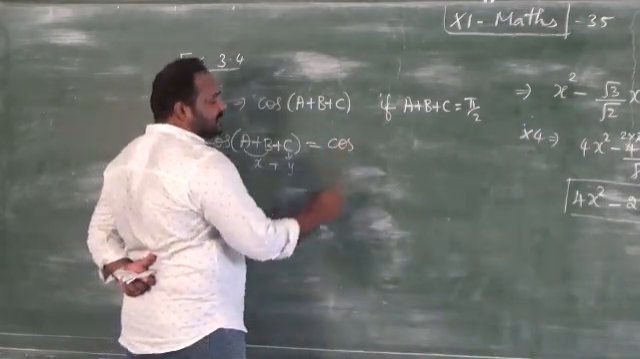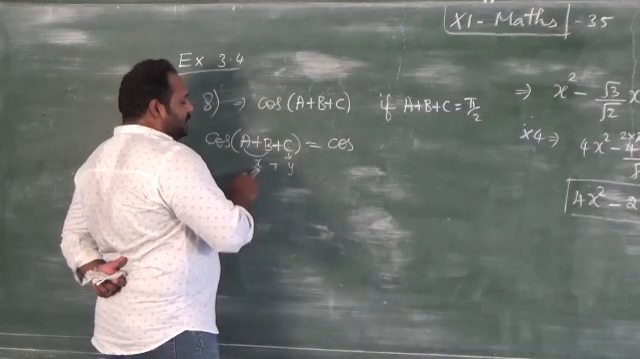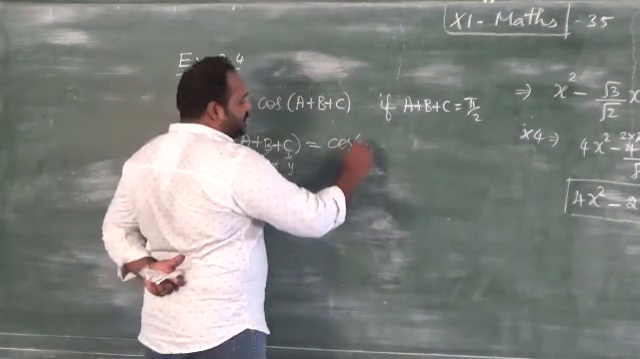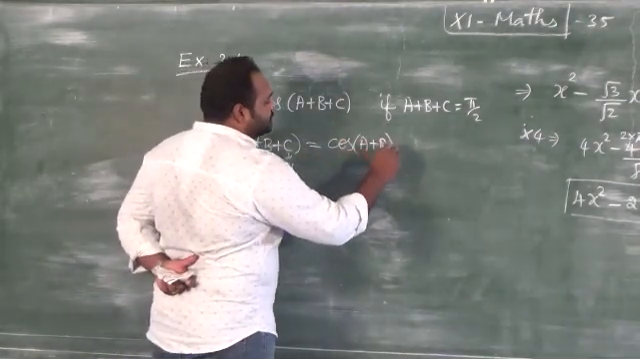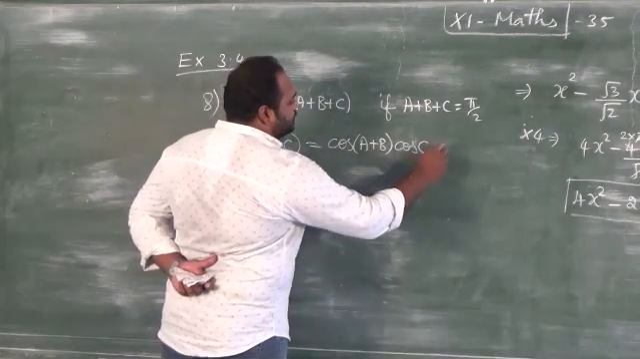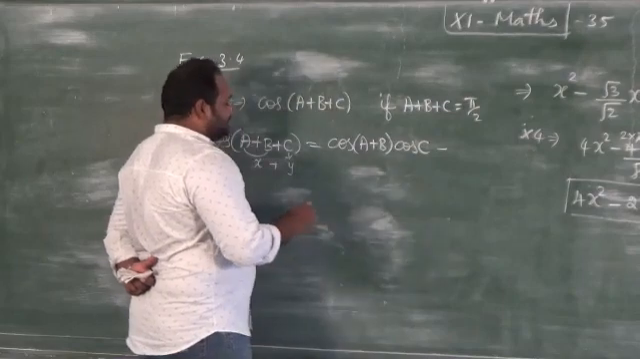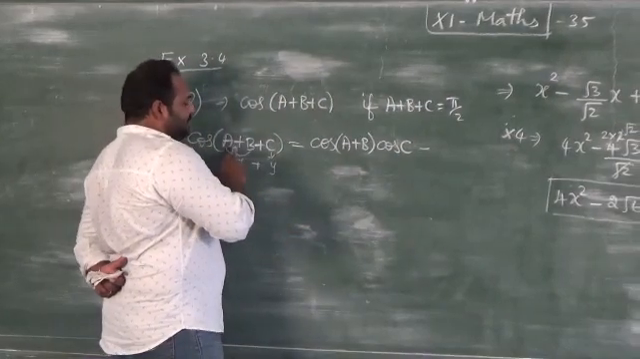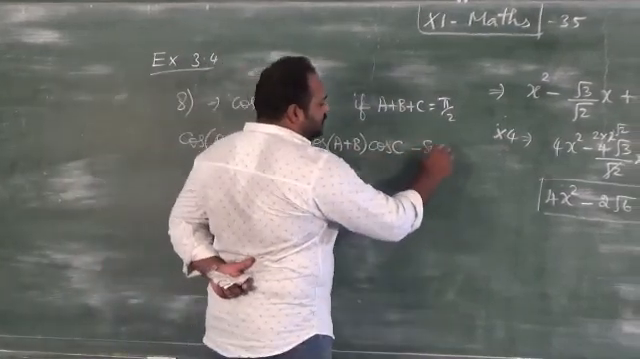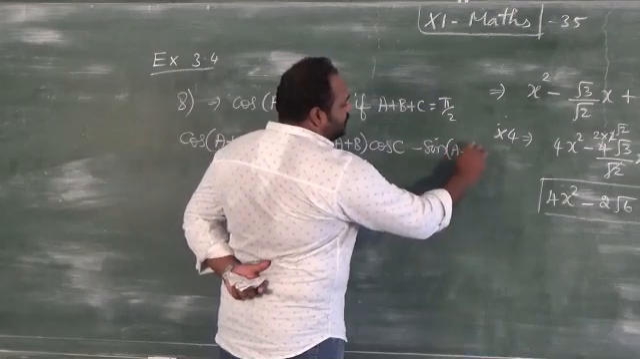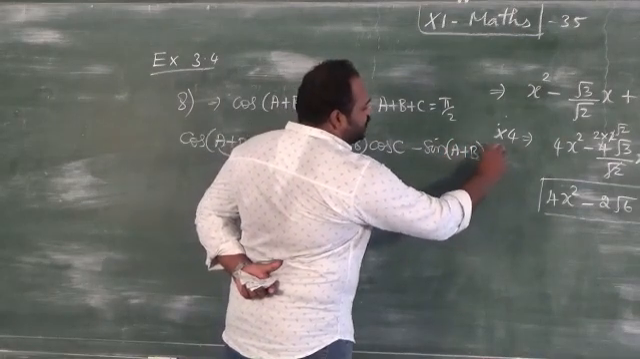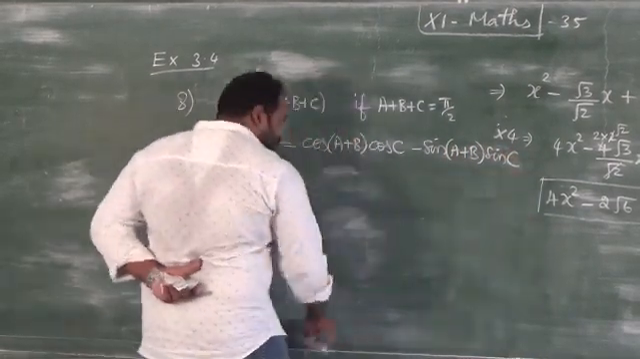Cos x cos y. Here cos x is a plus b, isn't it? So a plus b is cos x. Cos y is here c. Minus, because here it is plus, so it is minus sin x sin y. Sin x means here a plus b. Sin y, here y is c.